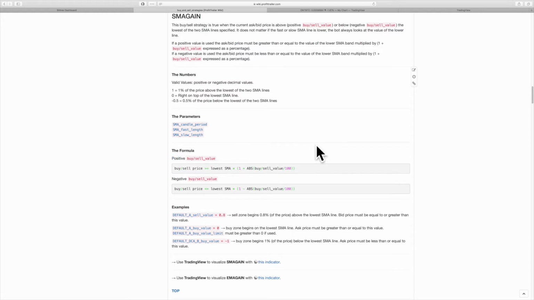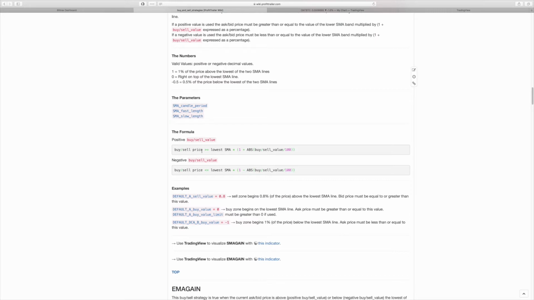The formula is just as simple. If the buy or sell price is greater than or equal to the lowest SMA times this value here, 1 plus the absolute value of the buy or sell value divided by 100, okay, then that's for the positive buy or sell value. That basically sets where the threshold is for a positive buy or sell value. And then the negative buy or sell value is this one here. It's exactly the opposite. It's if the buy or sell price is less than or equal to the lowest SMA times this long thing here, 1 minus the absolute value of the buy or sell value divided by 100. So there's the two different formulas there for the bot to calculate from.